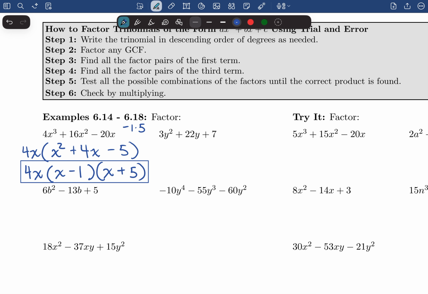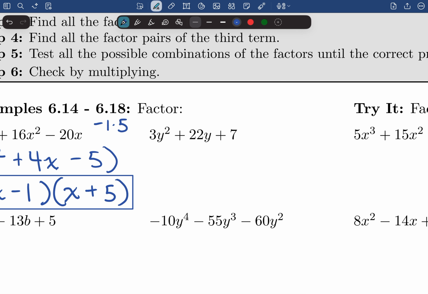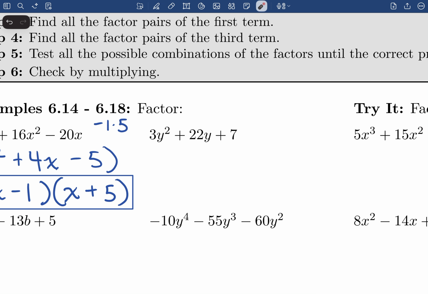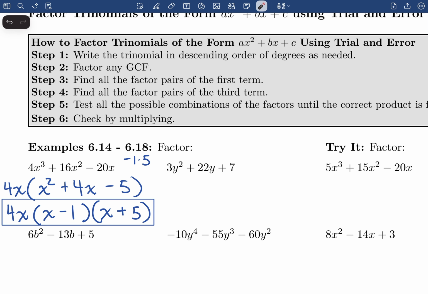Okay, let's try another. What if we end up with a trinomial that is 3y squared plus 22y plus 7? Well, first, we make sure everything's in descending order of powers. 2, 1, 0 y's. Yes, there are 2 y's, 1 y, 0 y's. So everything is in descending order of degrees.